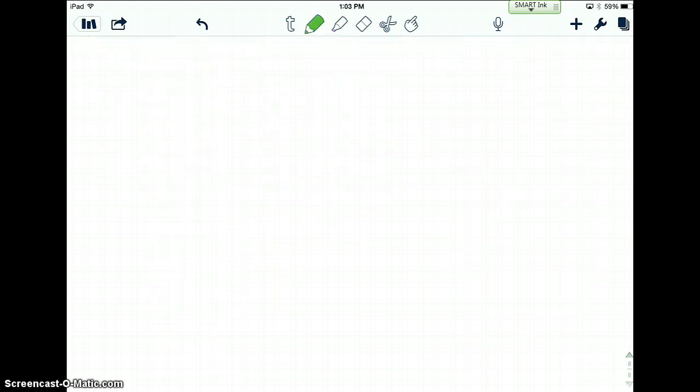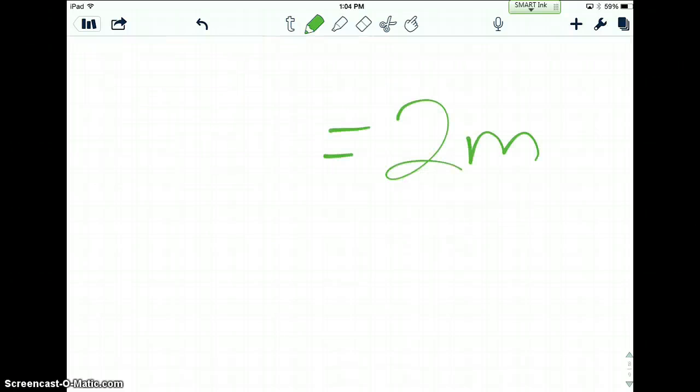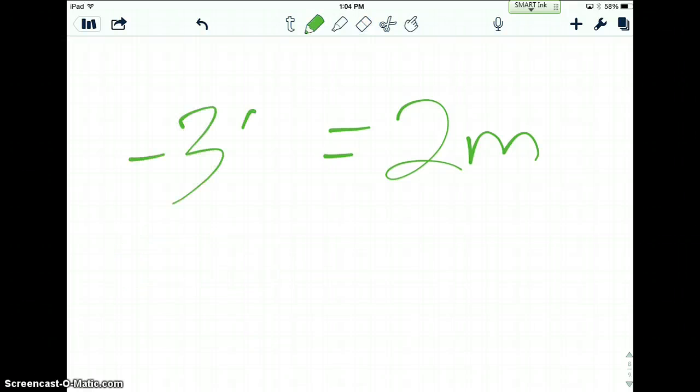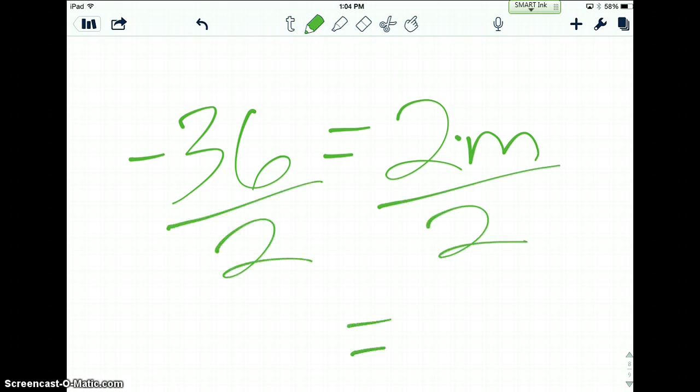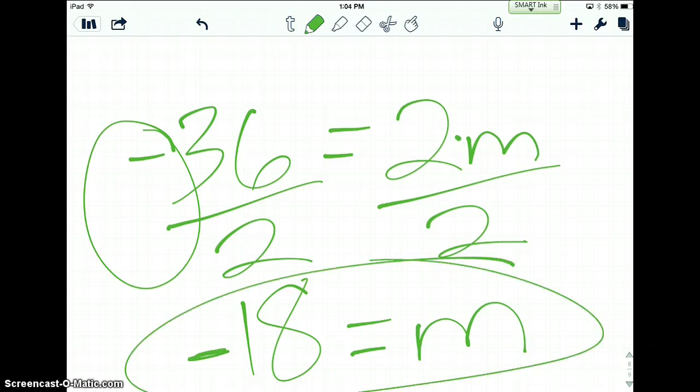So I end up with 2m equals, what is 0 minus 36? Be careful. If I'm on the number line at 0 and I subtract 36, meaning I have to go that way, 36 spots. So what number am I at? Negative 36. One final step, get rid of the multiplication by 2 by dividing by 2. And these signs aren't the same, so it's negative. 36 divided by 2 is 18.